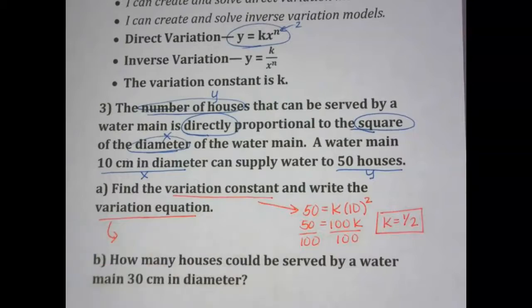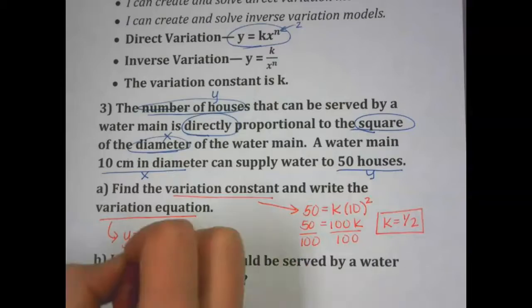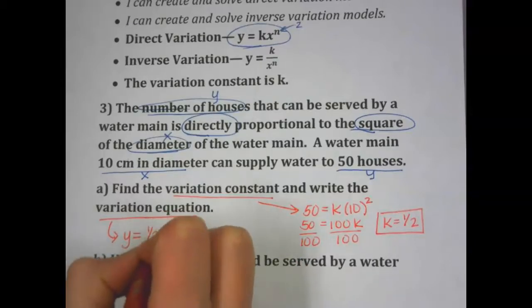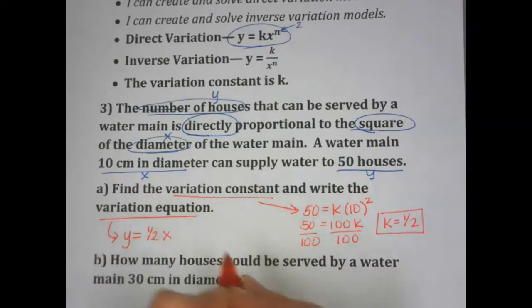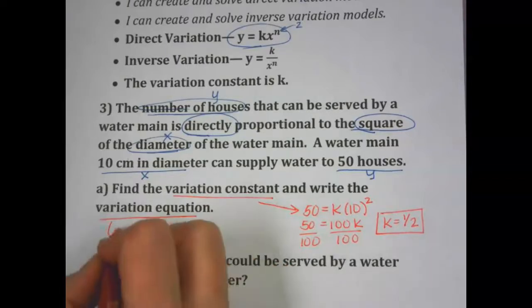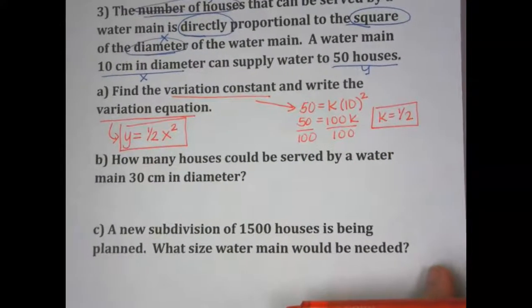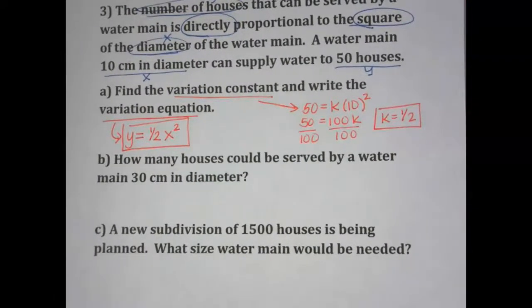Now we're going to use that to find the variation equation. We don't put any numbers in for y. We have our k value of 1/2. We don't put any value in for x, but we do know that our exponent is squared. All right, so please use that equation to answer questions B and C. Hit pause, come back, see if you got them right.